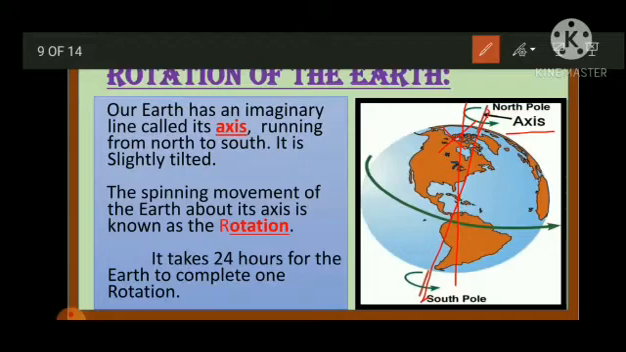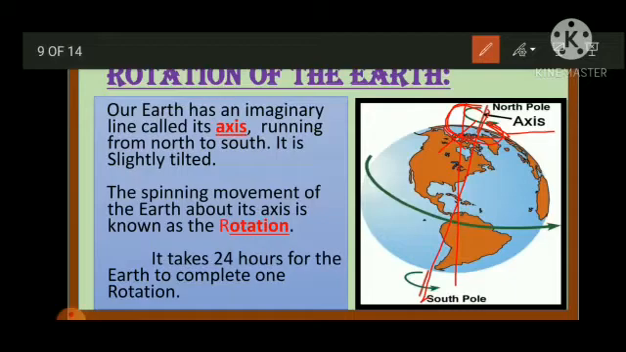So what is rotation? The spinning movement of the earth about its axis is known as the rotation. Our earth rotates in the west to east direction. See the direction here? West to east. Okay, like this way. West to east. This rotating or spinning movement of the earth about its axis is known as the rotation.